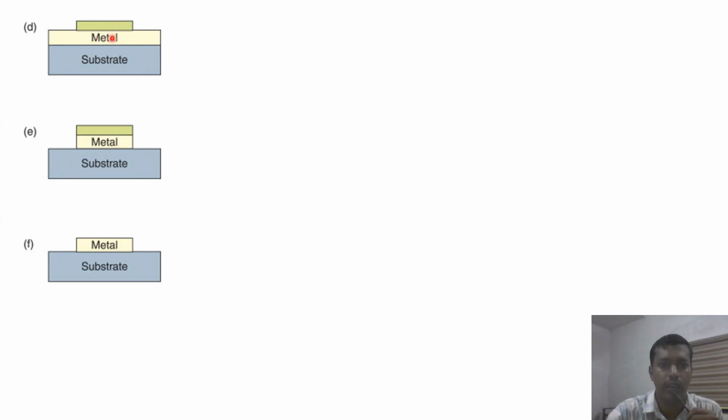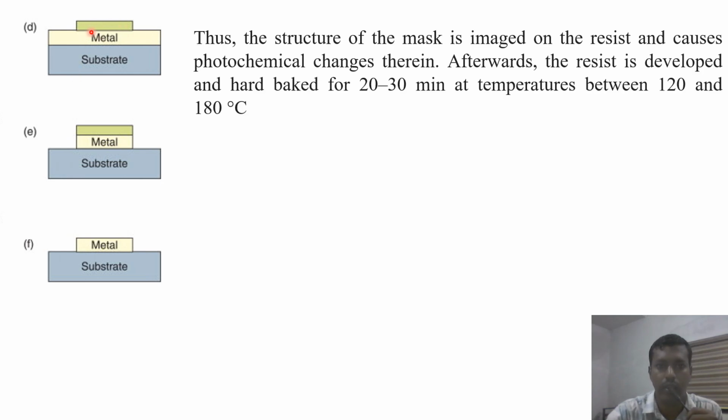So in this diagram, the structure of the mask is imaged on the resist and causes photochemical changes therein. The resist is developed and hard baked at about 120 to 180 degrees. So the structure of the mask is imaged on the resist, and then we heat the setup between 120 degrees and 180 degrees.